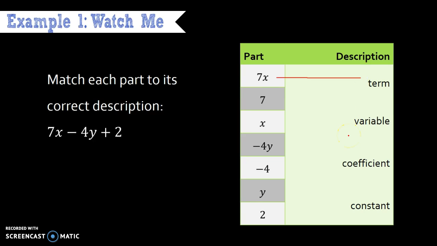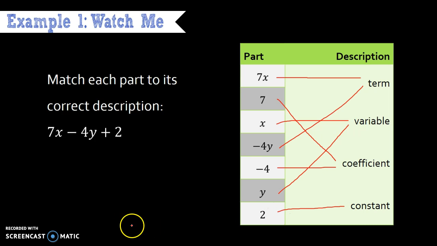The 7 inside that term is the number that's being multiplied with the variable. That makes it a coefficient. X is a letter of the alphabet. That's a variable. We're going to move on. Negative 4y is another term. The negative 4 is our coefficient because it's multiplied with our variable, and that makes y the variable. And then the last piece, the positive 2 hanging on the end of my expression, does not have a variable attached to it. That's called a constant.